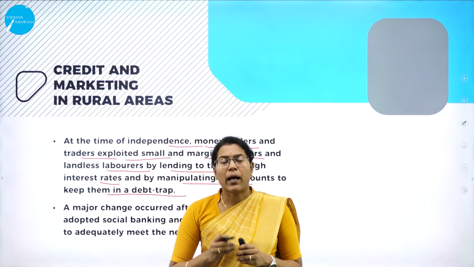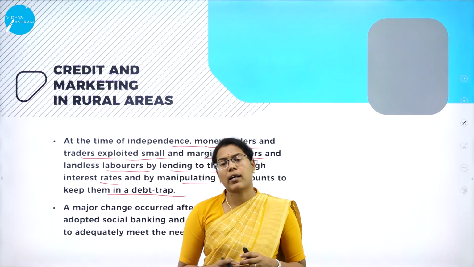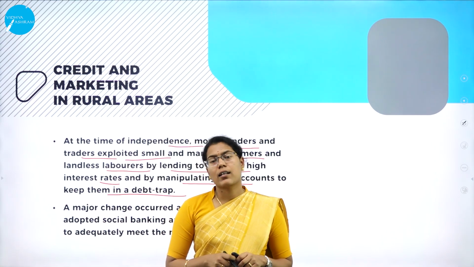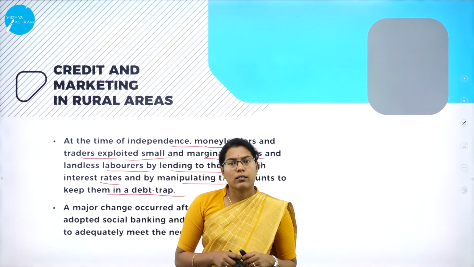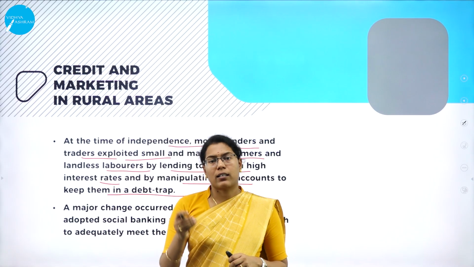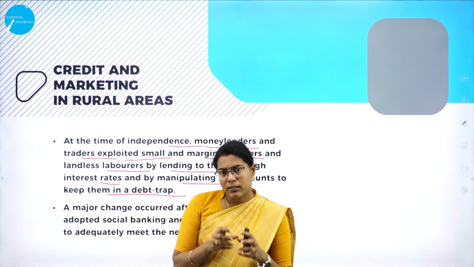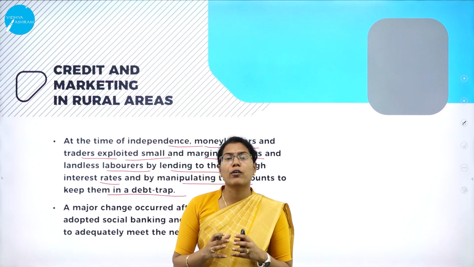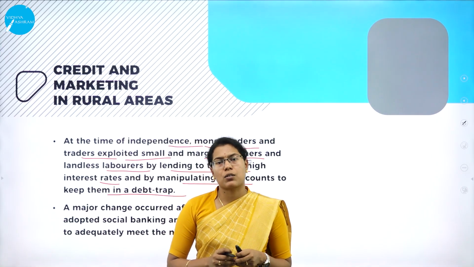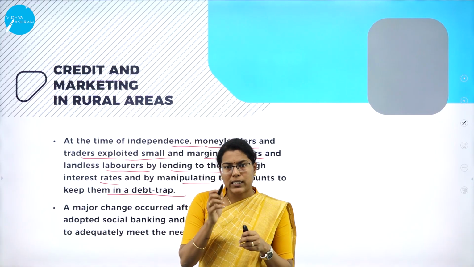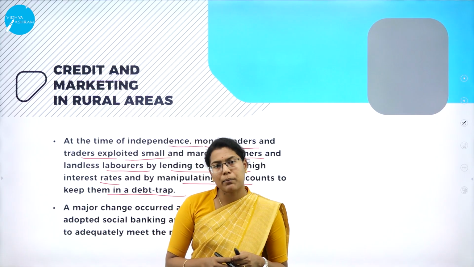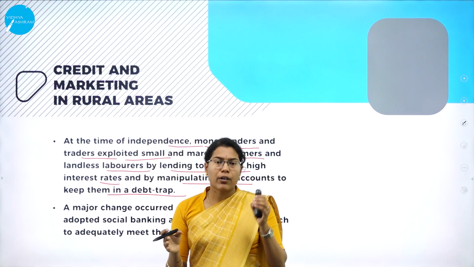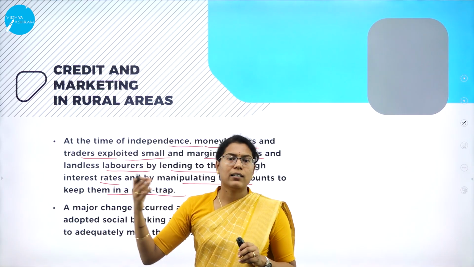They used to manipulate the accounts in the calculation of principal and interest amount and keep them in a debt trap. In rural areas, farmers and the people who are especially under the poverty line needed money for day-to-day expenses. Along with that, there were big expenses like marriages or other functions, and since they had seasonal unemployment, they required a minimum of 3 to 4 months from the day of sowing the crop till the harvest.